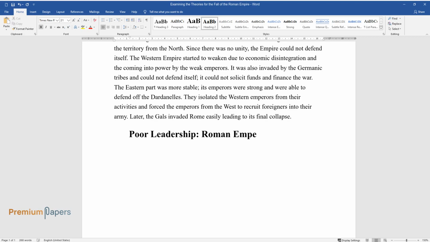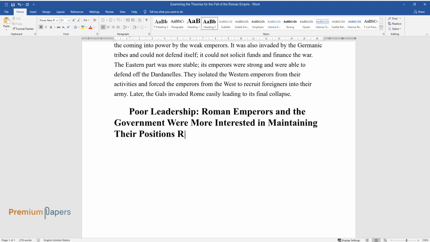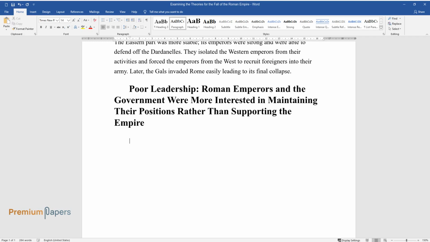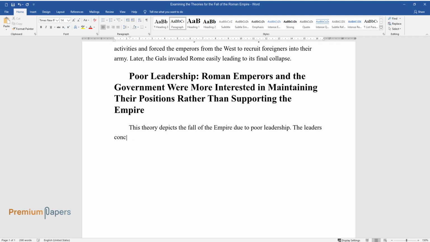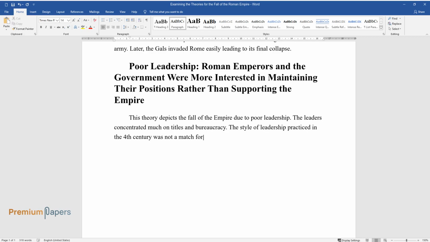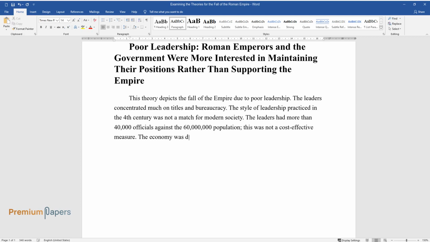Poor leadership. Roman emperors and the government were more interested in maintaining their positions rather than supporting the empire. This theory depicts the fall of the empire due to poor leadership. The leaders concentrated much on titles and bureaucracy. The style of leadership practiced in the 4th century was not a match for modern society. The leaders had more than 40,000 officials against the 60 million population. This was not a cost-effective measure. The economy was draining a lot to pay the leaders and soldiers.